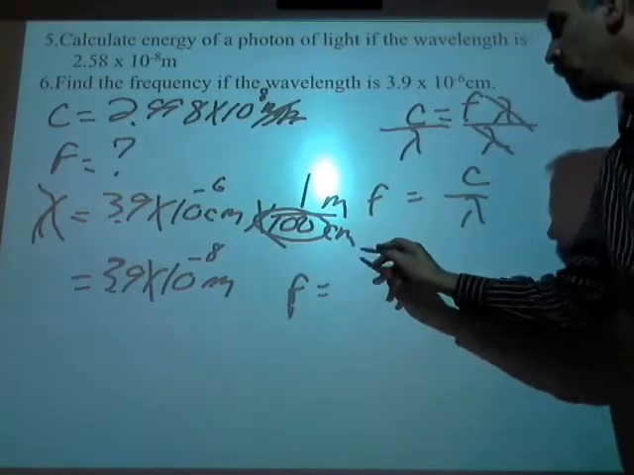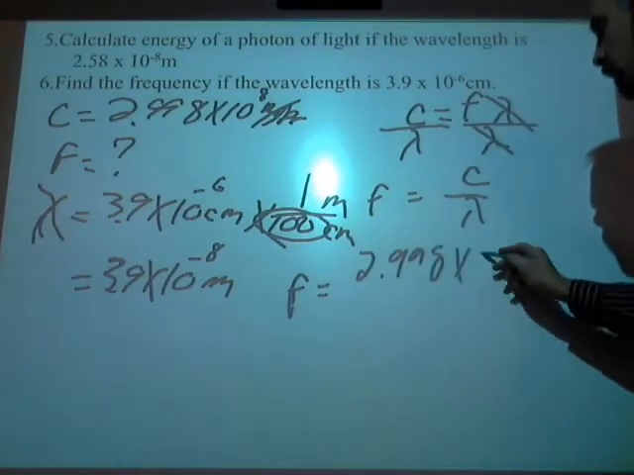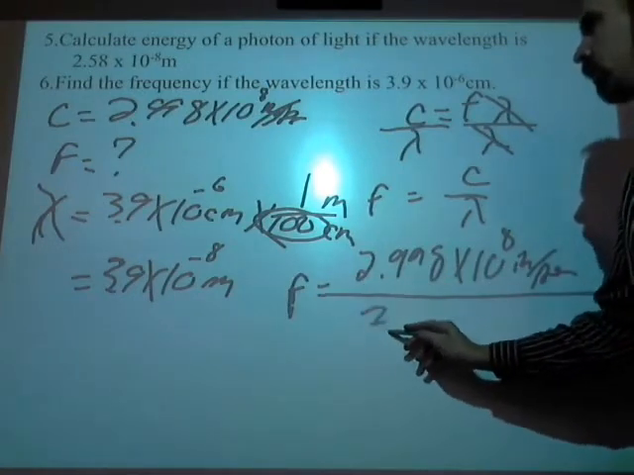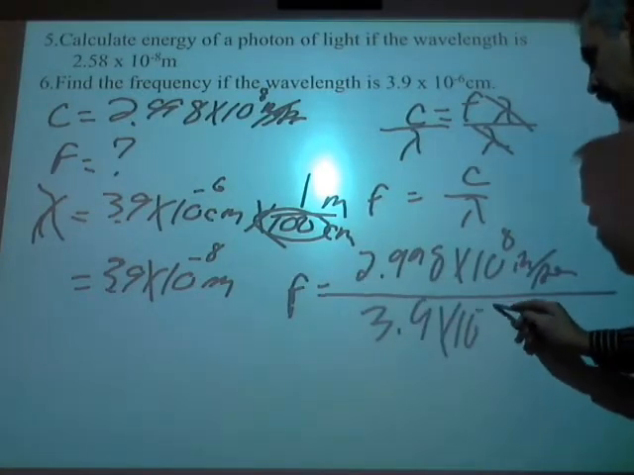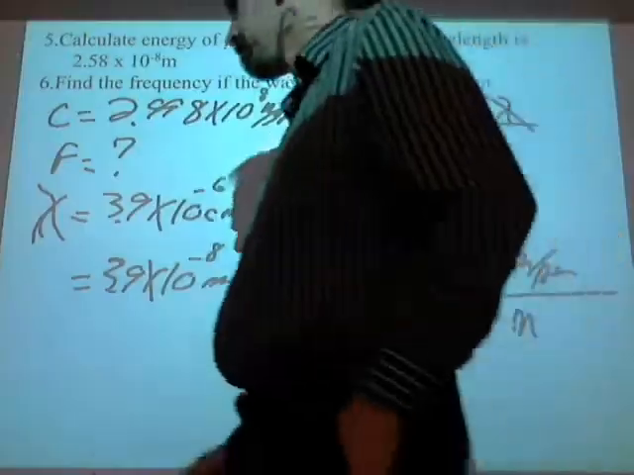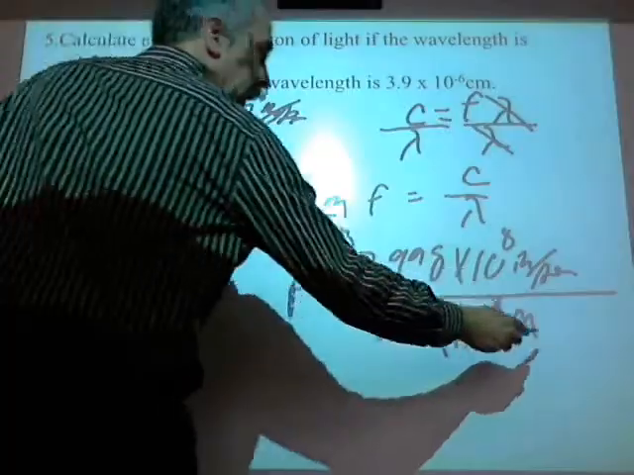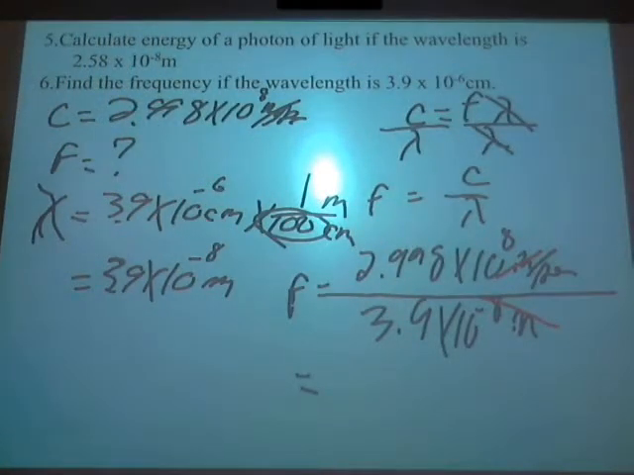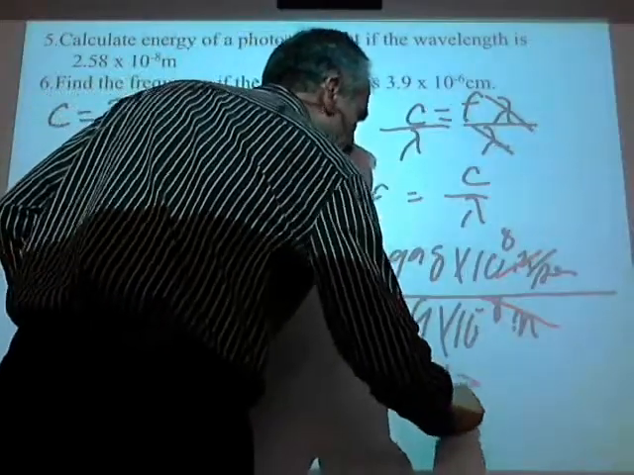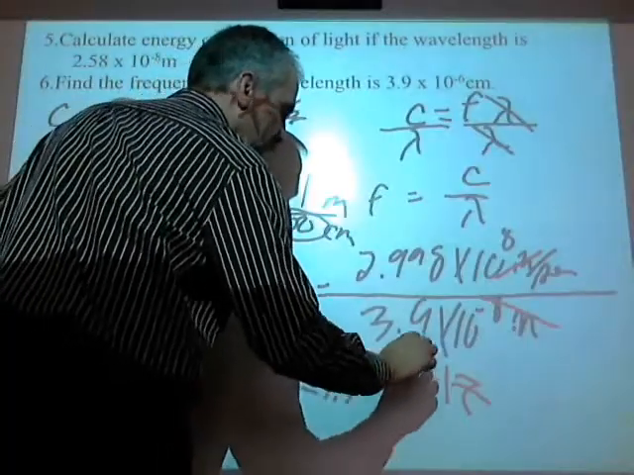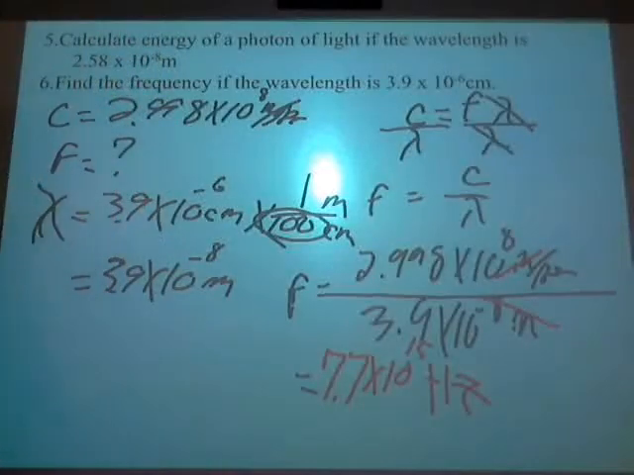So frequency equals 2.998 times 10 to the 8 meters per second over 3.9 times 10 to the negative 8 meters. And here's another mistake we're going to get. You ready? Meters will cancel and not leave you with seconds. Leave you with 1 over seconds, which are what? Hertz. What's the actual number, by the way? 7.7 times 10 to the 15th, is it? Is that correct? Somebody else get that?